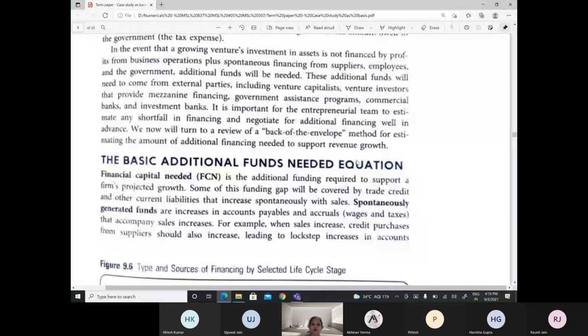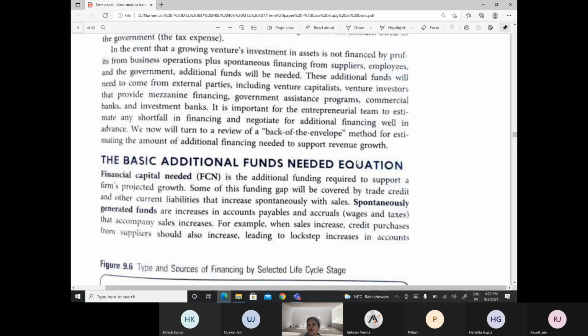Now, in the event that a growing venture's investment in assets is not financed by profits from its business operations, plus spontaneous financing from suppliers, employees, and the government, additional funds will be needed. These additional funds will need to come from external parties, including VCs, venture investors that provide mezzanine financing, government assistance programs, commercial banks, and investment banks.